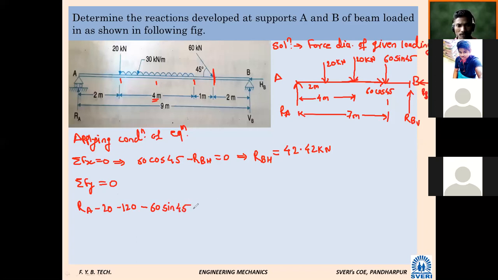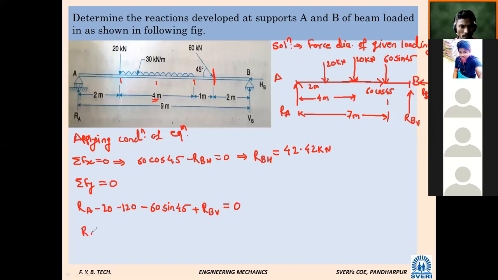Again plus RBV, RBV equal to 0. From this, calculate RA plus RBV. RA plus RBV equal to how much? 182.42 kilonewton. So you can say this is equation number 1.